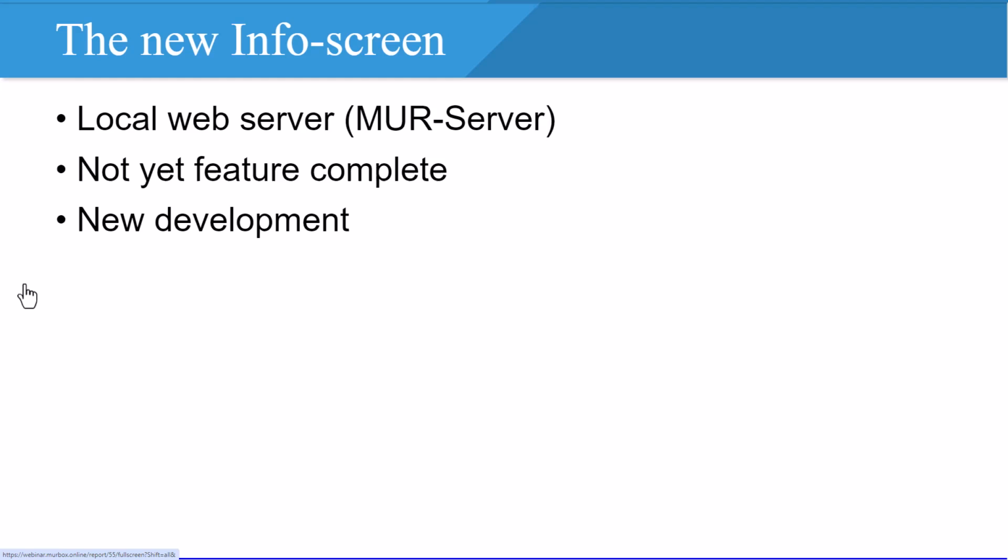It's not feature complete, meaning it doesn't have all the features the classical info screen has. We're working on it, adding them as fast as we can, and sometimes we do them in a different way. But the goal is to make this new info screen capable of doing everything that will be needed. This is also where we'll do new development, adding new ideas and so on. So if you give us feedback, this is where that feedback will be implemented.